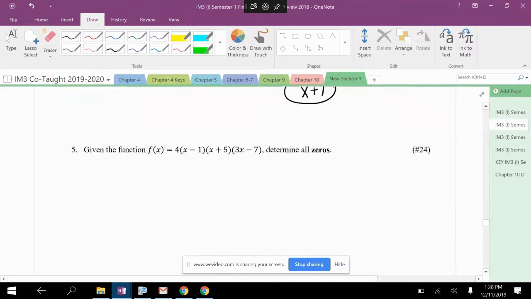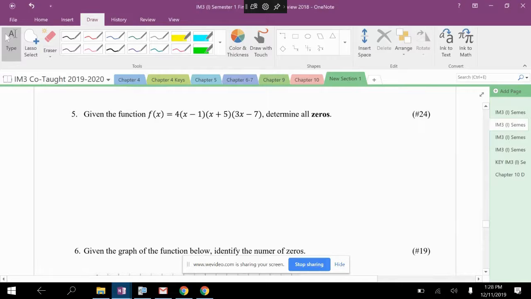We got 2 more. These ones are pretty quick. Given the function, determine the zeros again. Remember, zeros they're x-intercepts. They mean the same thing. This guy, what is x for this one? What about this next one? Now this one, you might have to go off to the side and actually determine what it is.